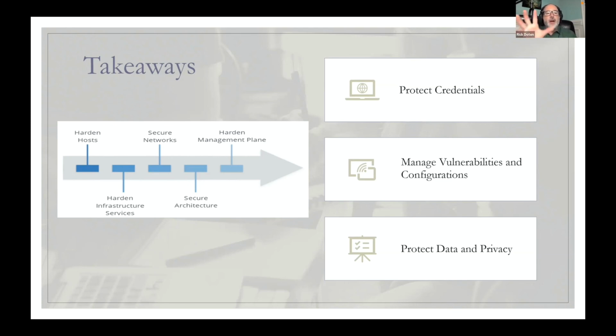The takeaways: on the left-hand side is classic cloud security. Here's how you secure the cloud: harden the host, harden the infrastructure, secure the network architecture and the management plane, and that includes the credentials. On the right is protect the credentials, because that's the first way of getting in. It's no longer a network based on connection, where we go in the office and plug in. It's a network based on identity. Protect those credentials.